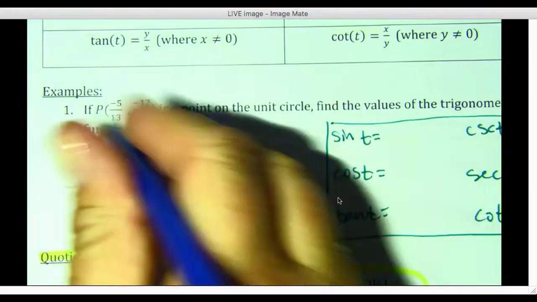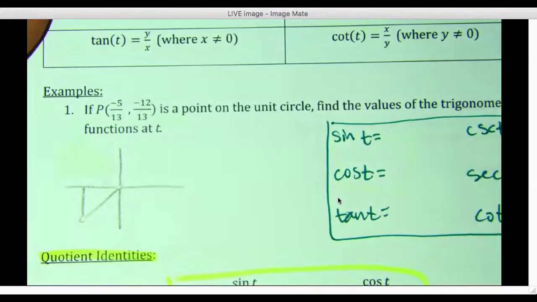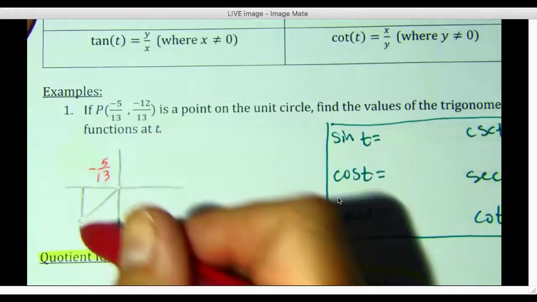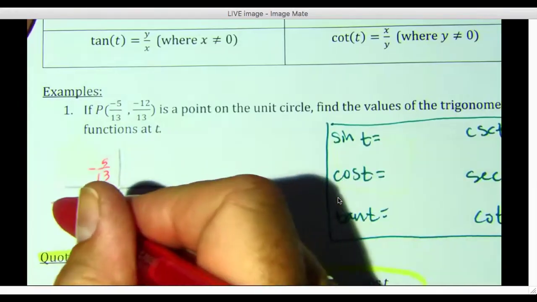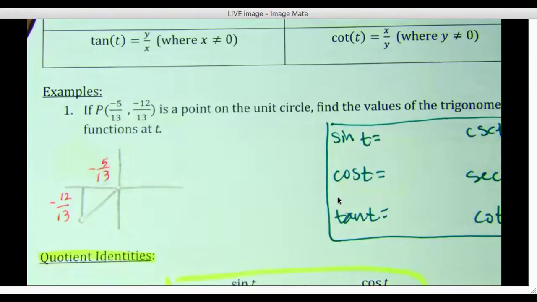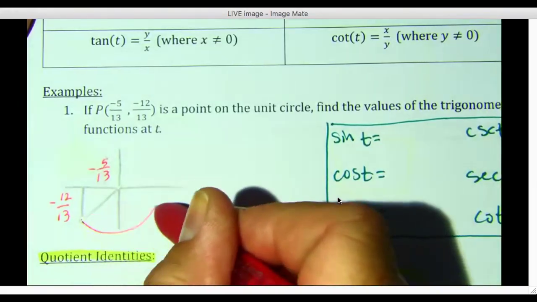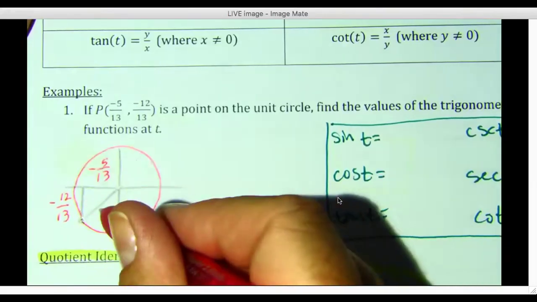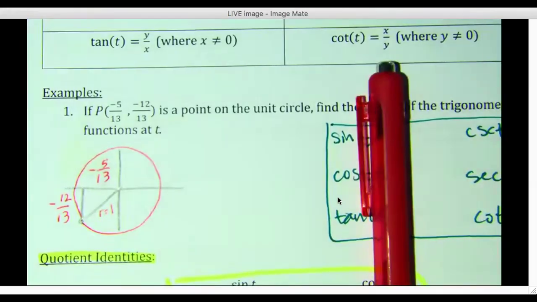Maybe I'll not use pencil. I think that might show up a little bit better here. Negative 5/13 here, and then negative 12/13, we went down that amount here. Now this is the unit circle, which means the distance around the circle is 1. That means my radius here is 1. So that would be 1 here.